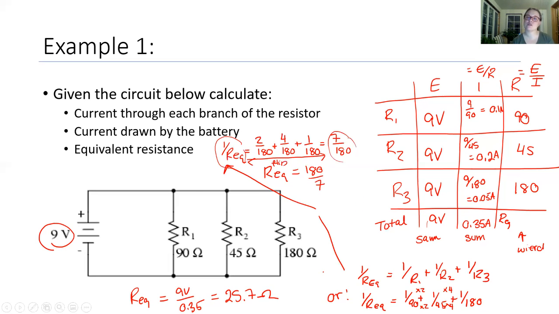Okay, we take the inverse of them. And this gives us 180 divided by 7, which gives us an Req of 25.7 again. If I totally lost you, don't panic, don't worry. I've got another example. I'm going to give you a calculator shortcut. I'm going to try to leave a little more space on the next example. Hopefully that will help us out a little bit.